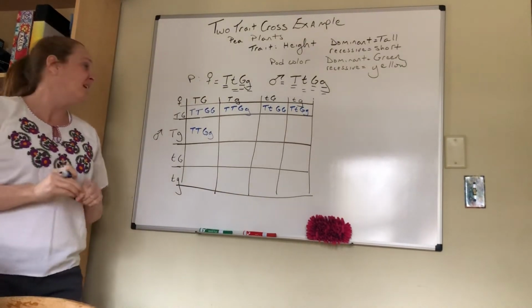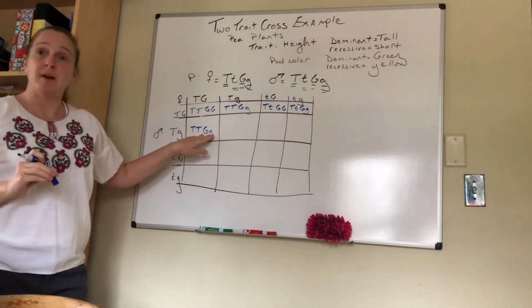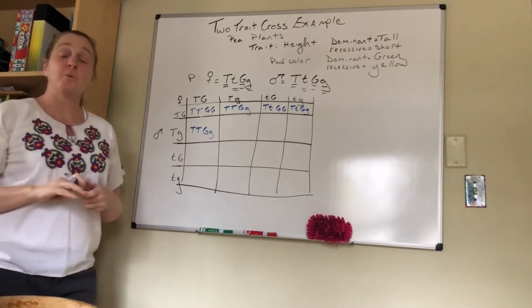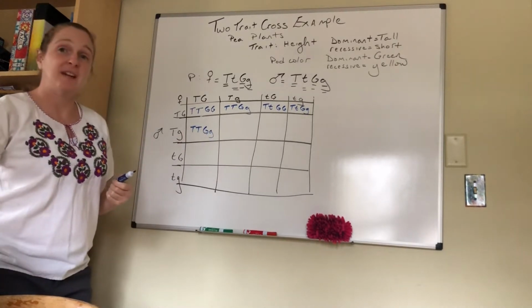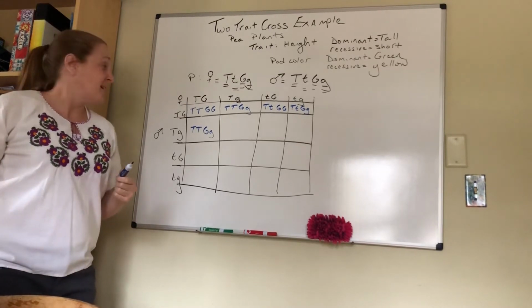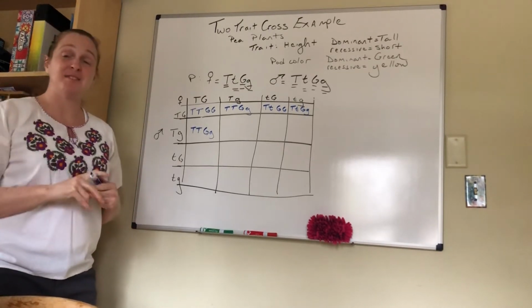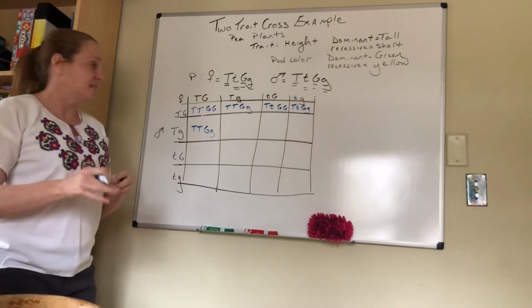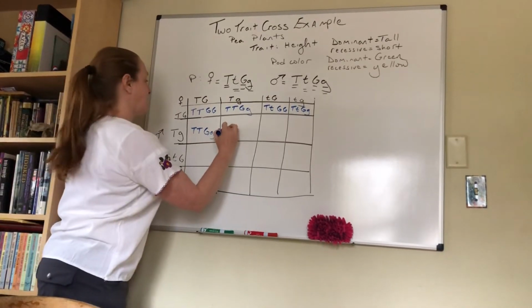When I have a heterozygous genotype, I'm going to stick with that pattern, with that etiquette of putting the capital letter first. This way, again, makes it easier on my eyes to pick out the phenotype combinations.